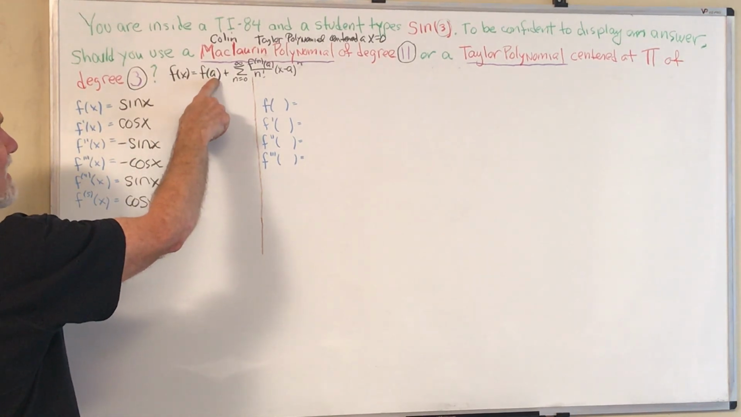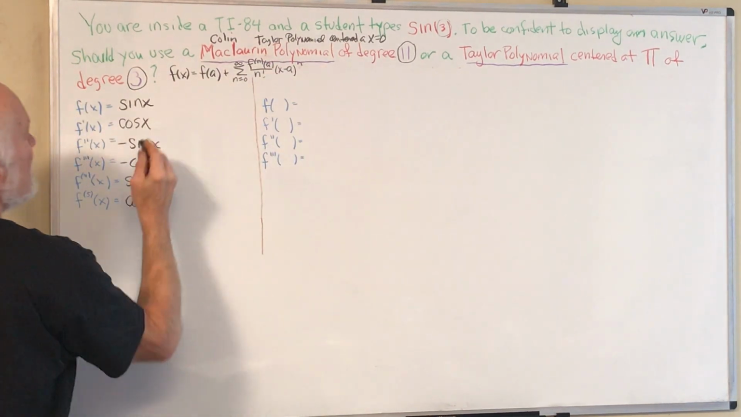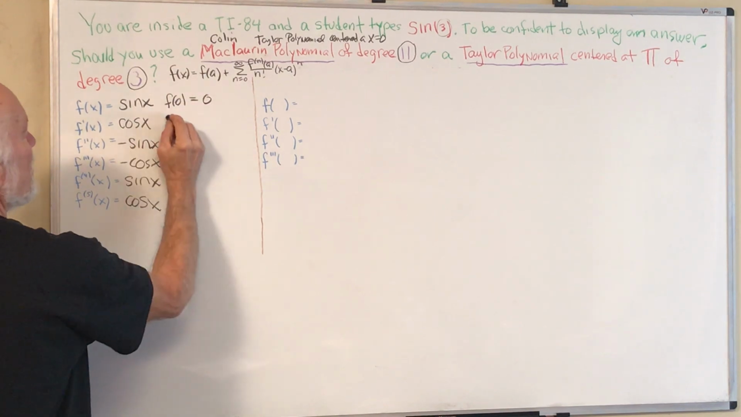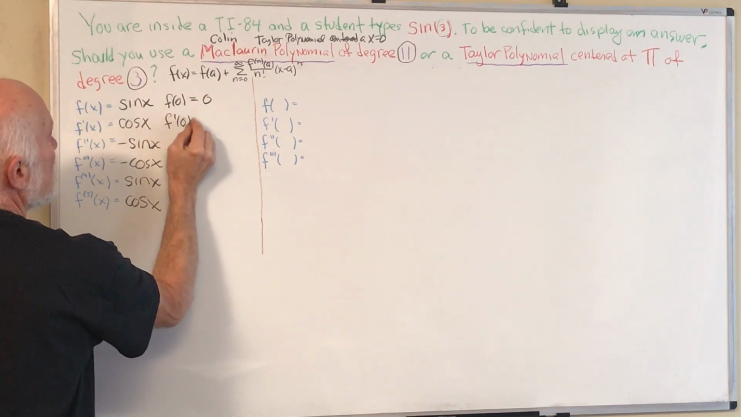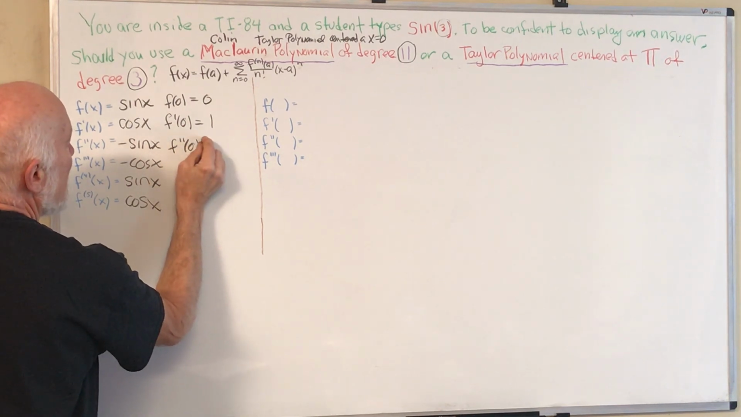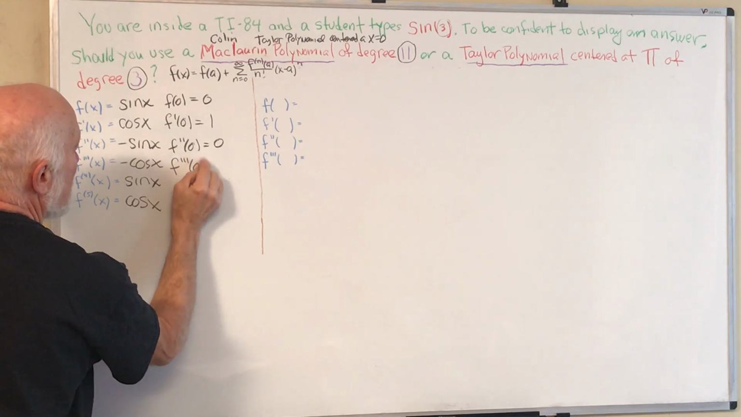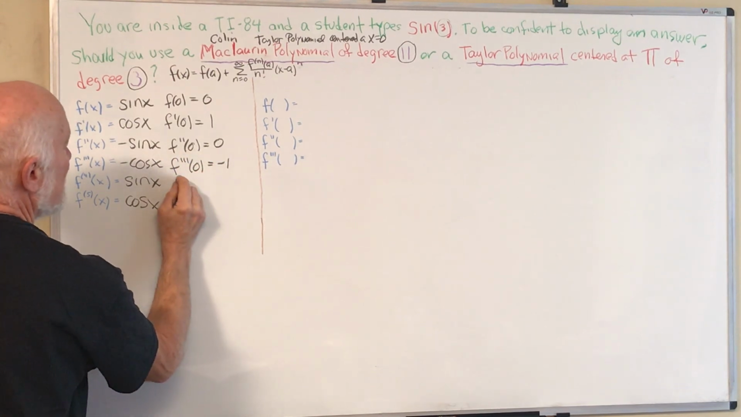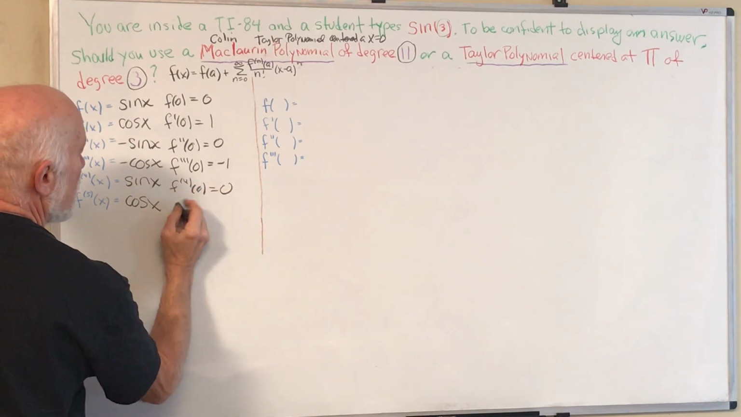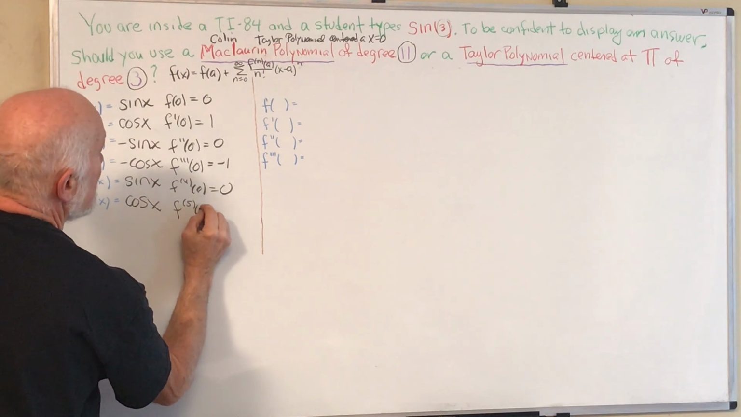Well, this time, since it's a Maclaurin polynomial, it's centered at 0. So f of 0 is the sine of 0, or 0. f prime of 0 is the cosine of 0. f double prime is back to 0. The third derivative is -1. The fourth derivative is 0. And the fifth derivative is back to 1.